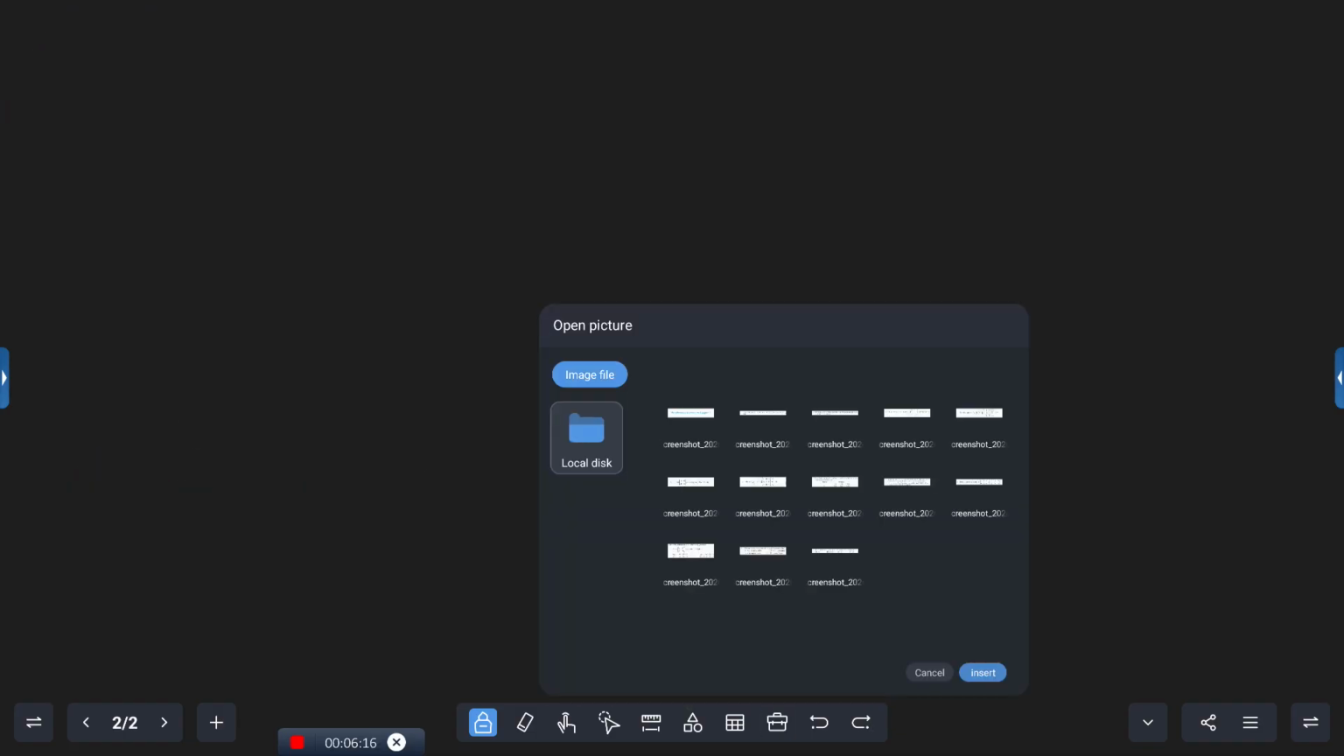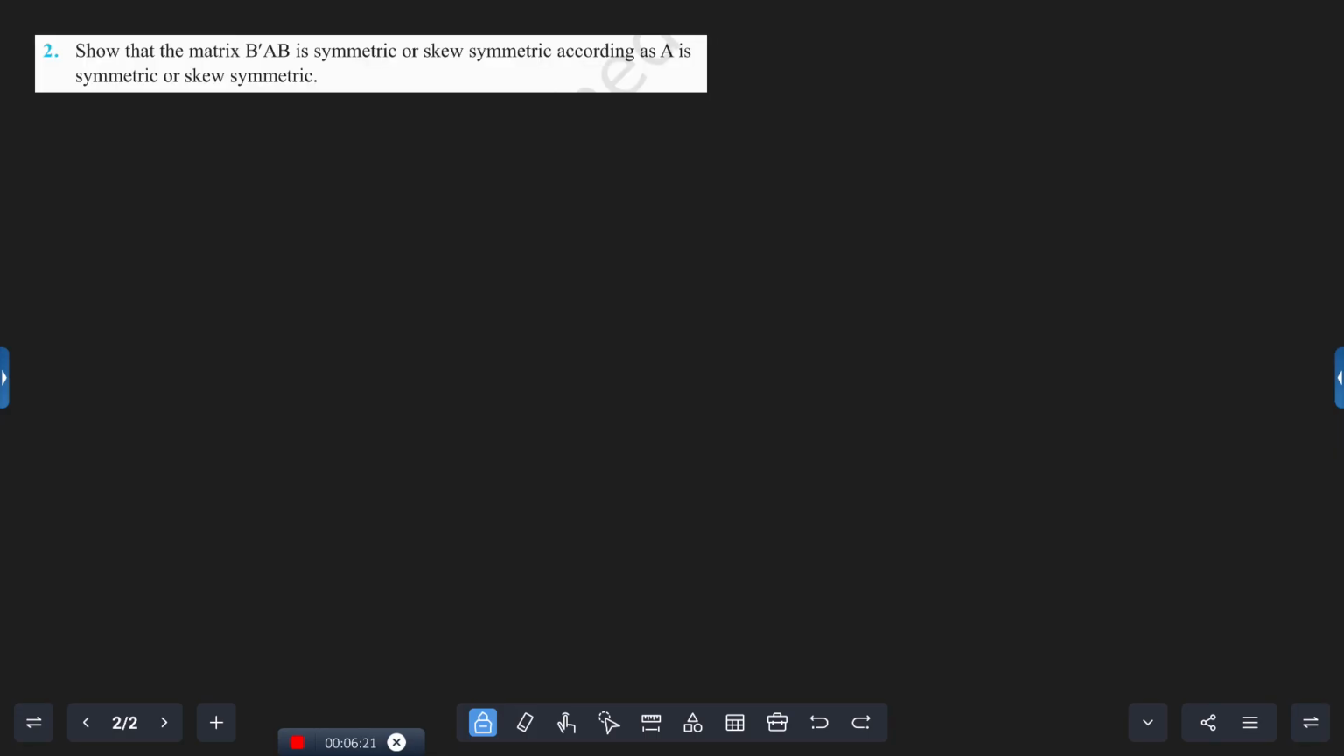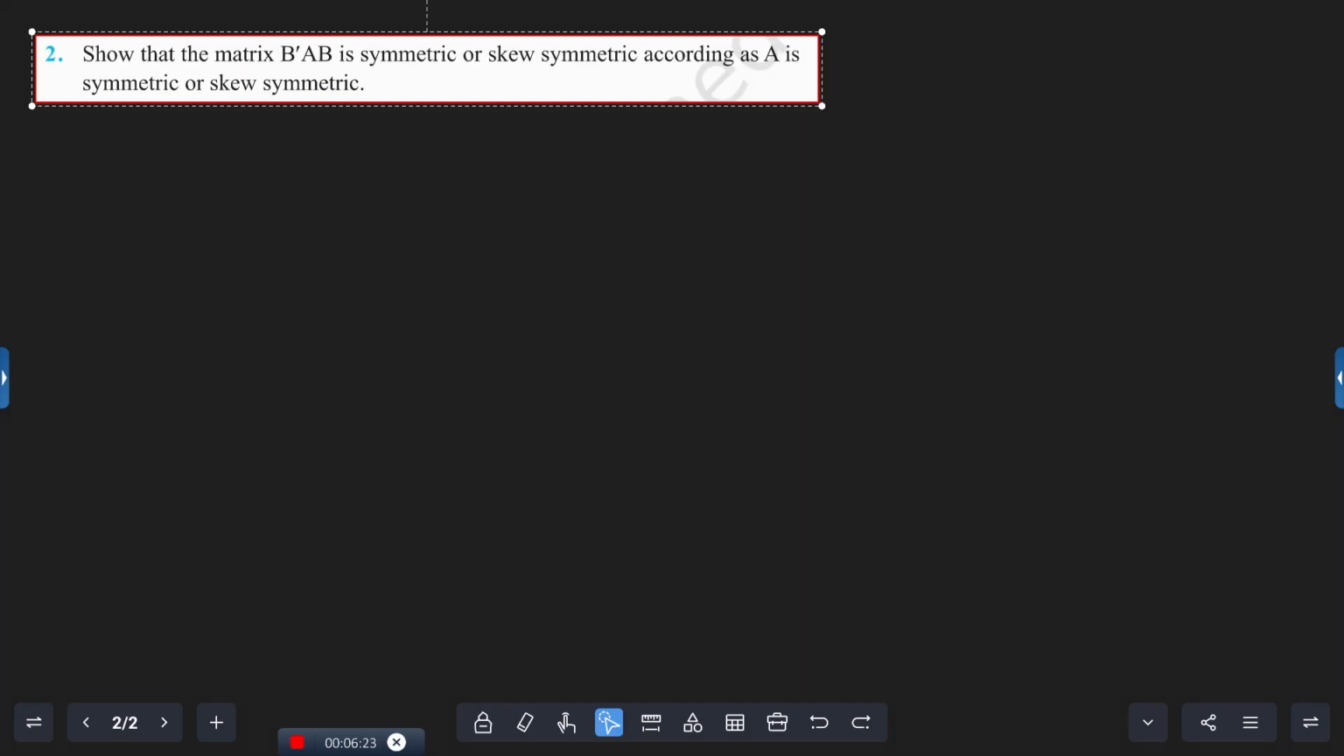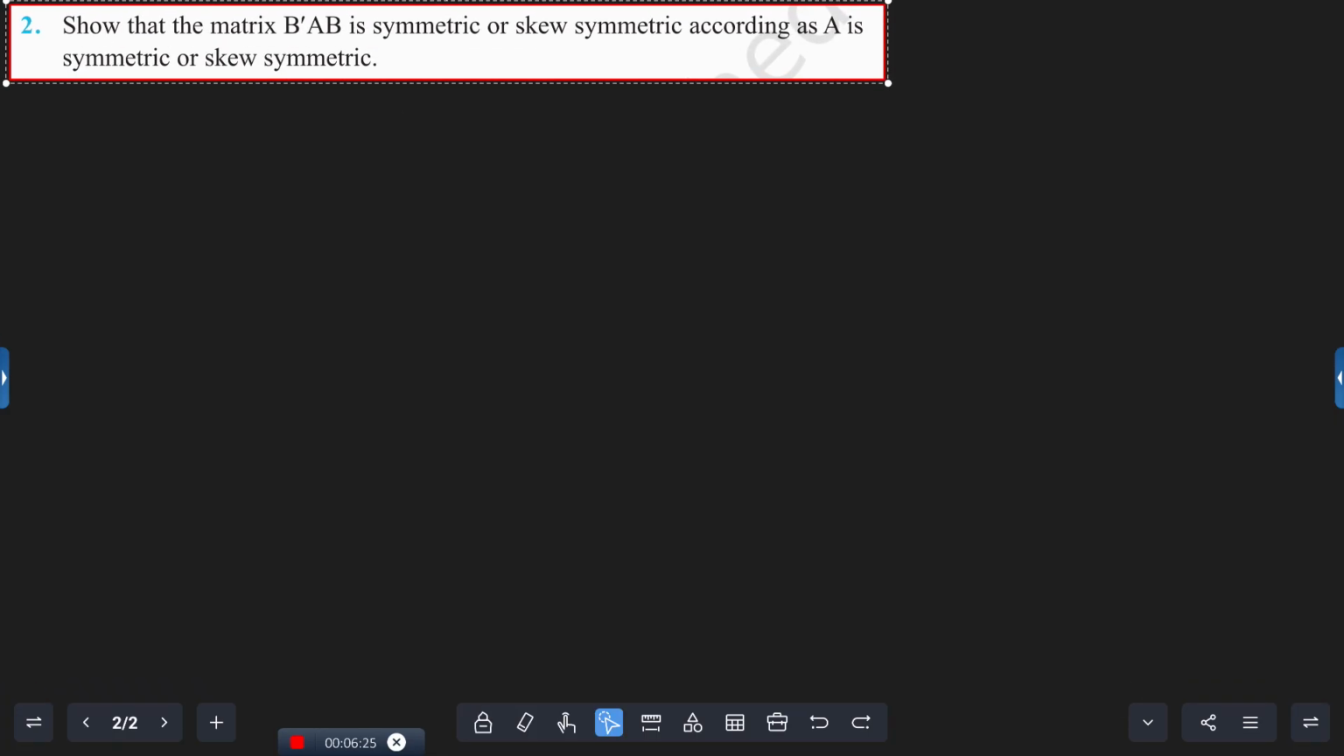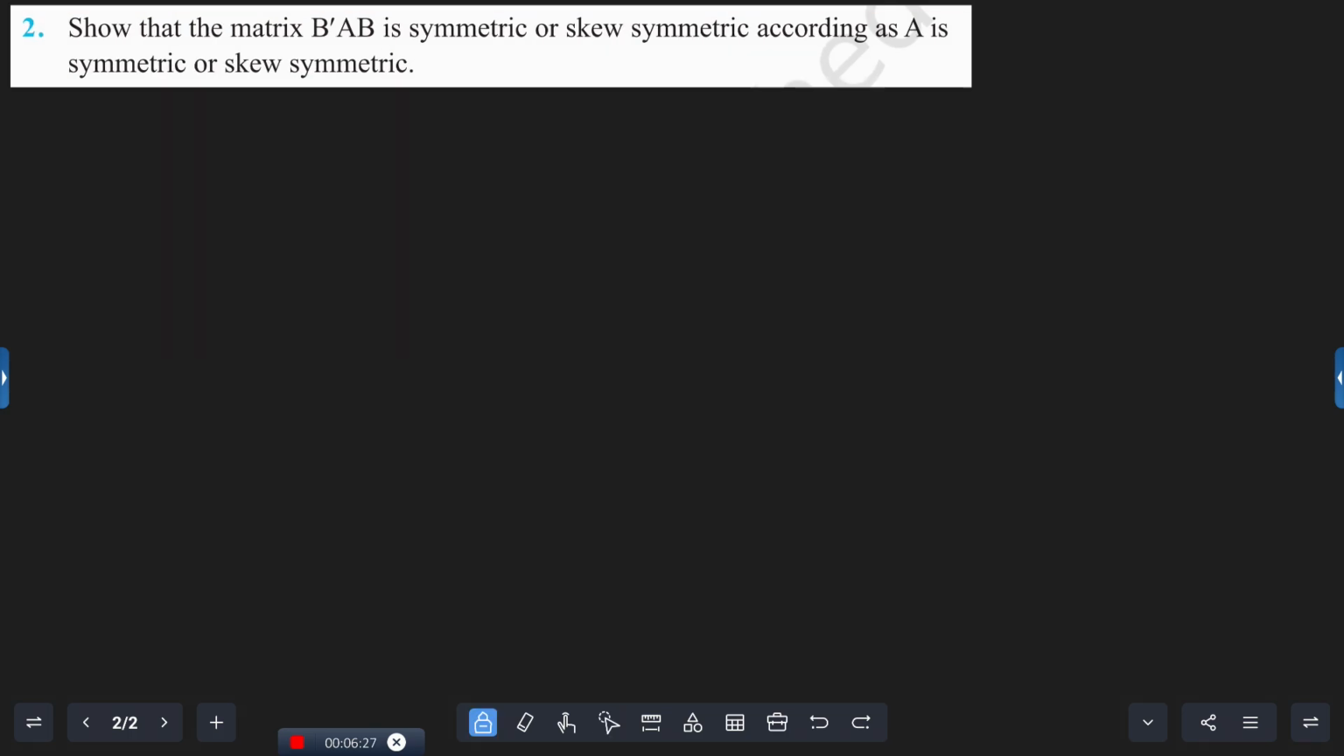Second question we will take. Show that the matrix B dash A B is a symmetric or skew symmetric according as A is a symmetric or skew symmetric.